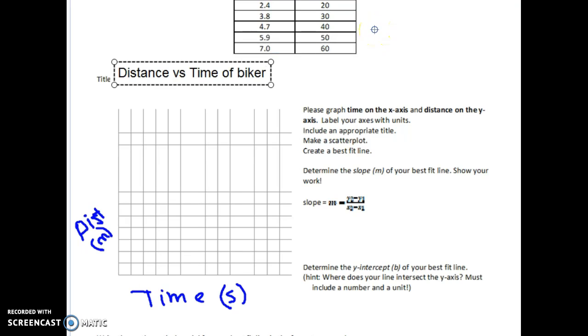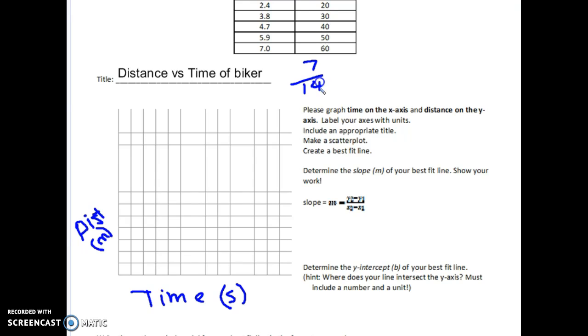All right. Next up, what I want to do is try to figure out how I'm going to scale my graph. The graph didn't quite translate over to this document super well, but if you're looking at your graph paper, you should have 14 boxes across and 14 boxes up and down. What I'm seeing is that my largest value for time is 7. And I would take that 7 and divide it by 14. And that would give me 0.5.